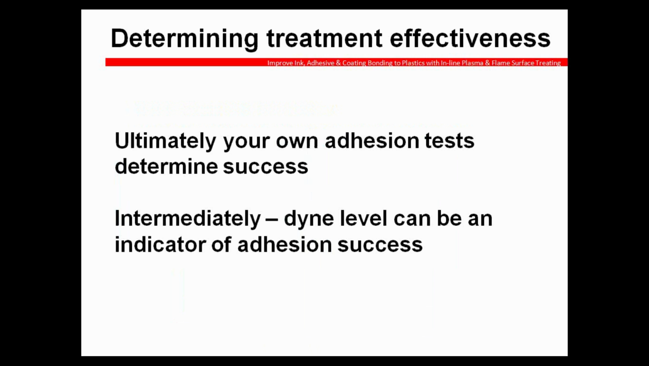So what does this mean? Ultimately, you can use a dyne test, and we can get a dyne range for your material. You can look at what's there to begin with. But the ultimate test in anything that we're looking to plasma treat is your own adhesion test, actually going through and looking at what you're doing and how your material reacts to your process. And we can't stress this enough. This is going to be the best test that you'll get.